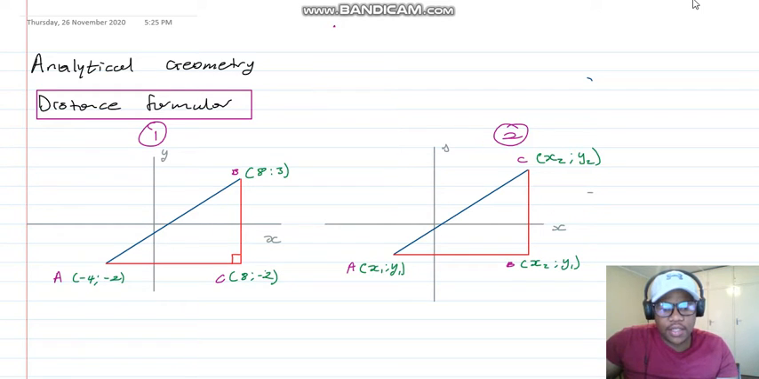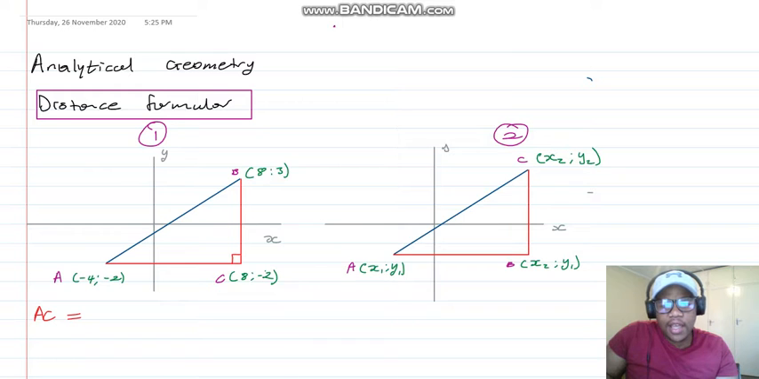Let's look at this. The way I'm going to do this is very straightforward. I'm going to say, let's find the length of AC. How would you find the length of AC? Think about that. If you don't understand that, ask me how I would find the length of AC. The length of AC would be this x value over here minus that x value.